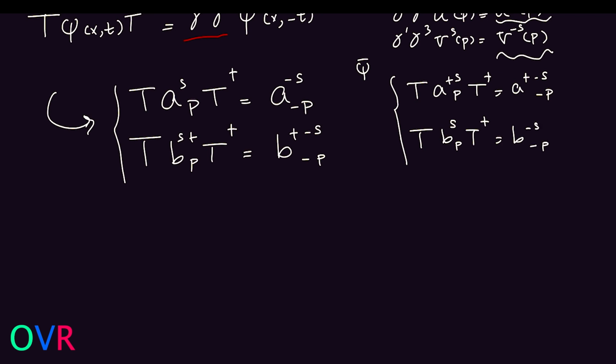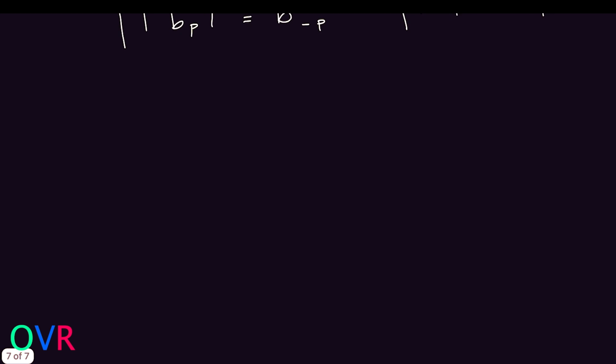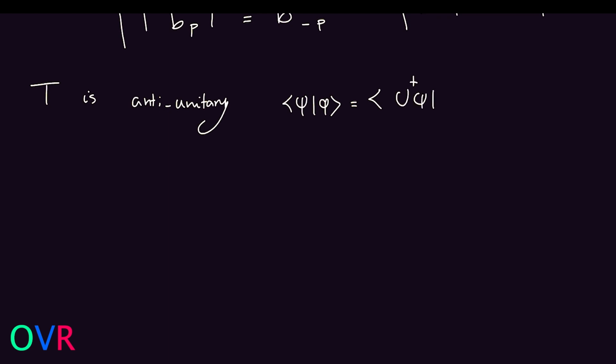I just have to mention that T is anti-unitary. What does it mean? For a unitary operator, we have an expression like this. Imagine I have some psi and phi. The unitary operator preserves the inner product of two states, so we have psi dagger U dagger psi and U phi. This is called unitary if we have such a property.